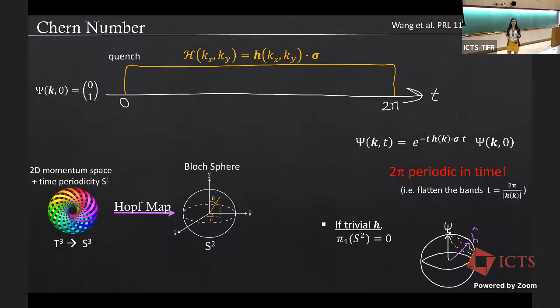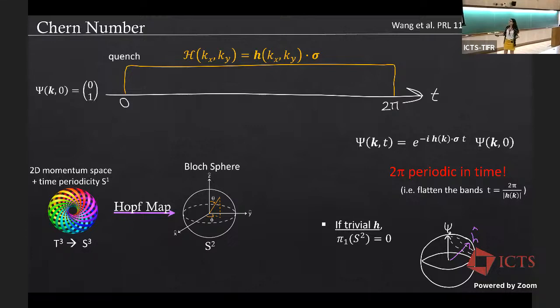How does it work? Now let me apply these quaternions and Hopf maps in the context of quench dynamics. So imagine that I have some two-dimensional system, and then I imagine a Chern class.